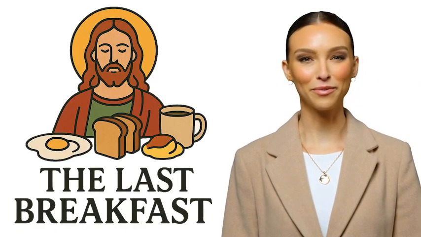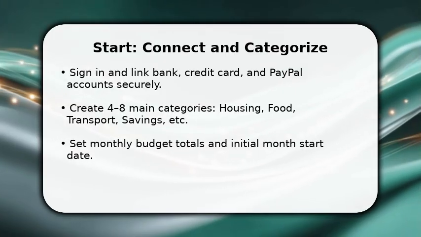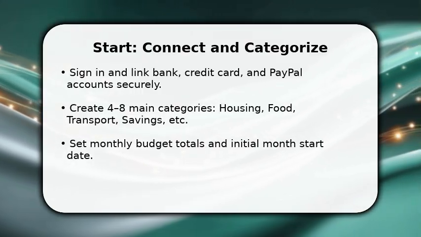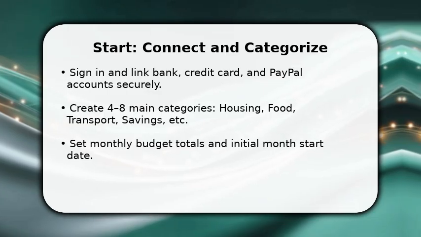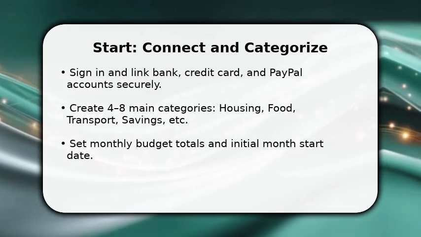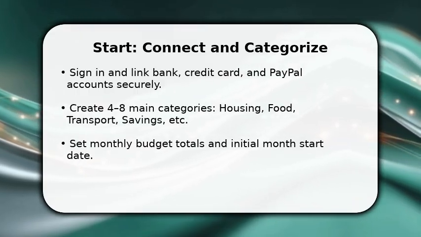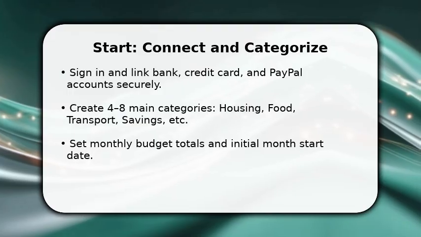Please enjoy the video. You begin by linking accounts so the app has live data. This avoids manual entry later. Once done, create 8 meaningful categories that match your real spending. Make sure to set a monthly budget total and the month start date. This aligns reports and alerts.